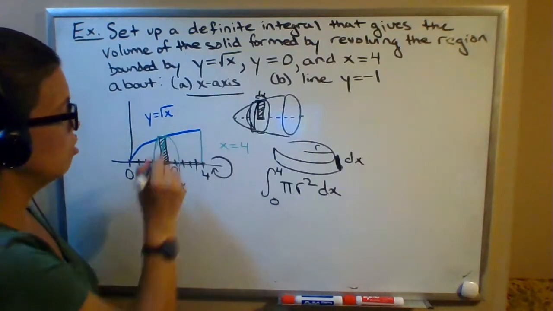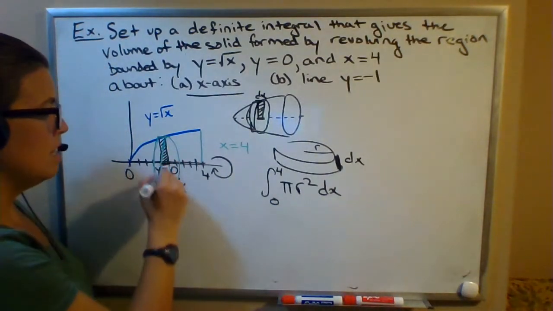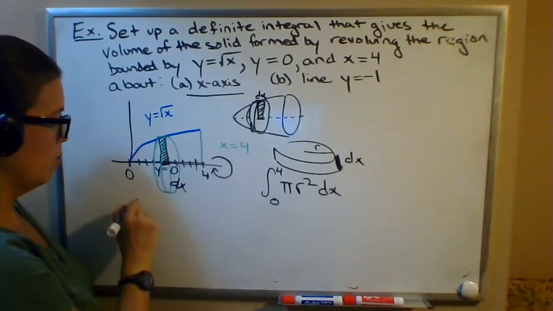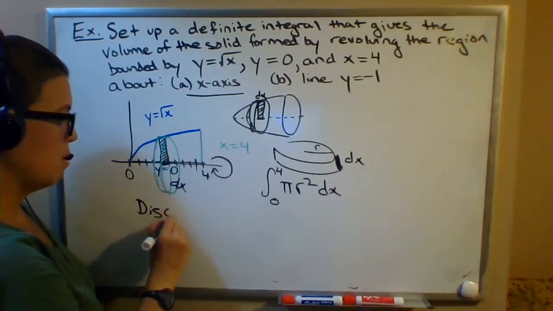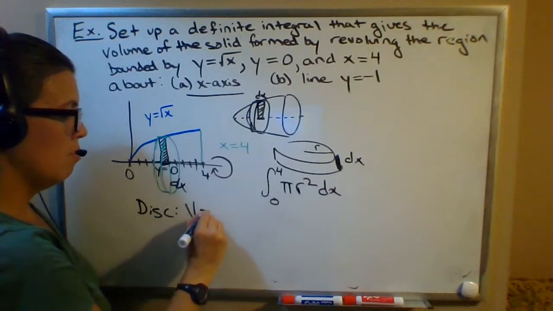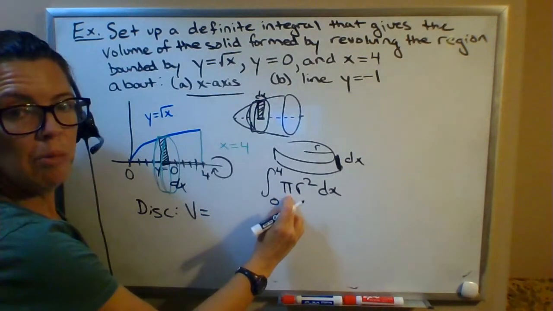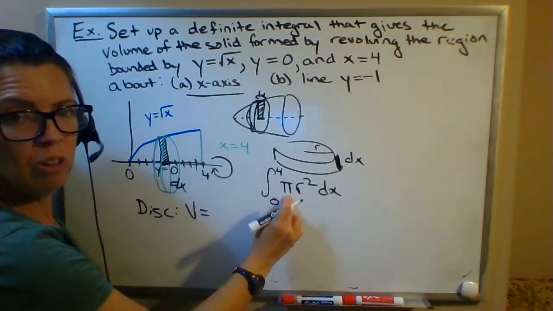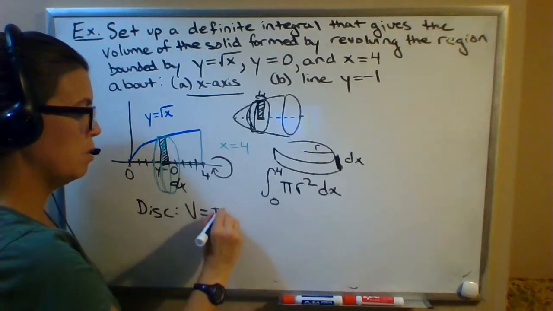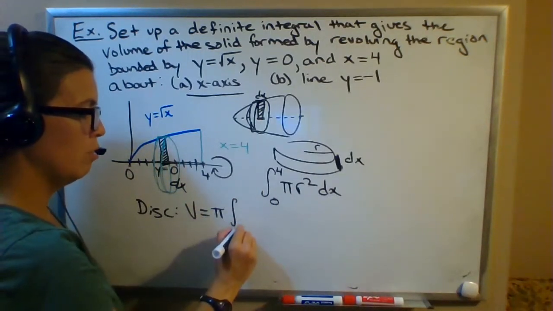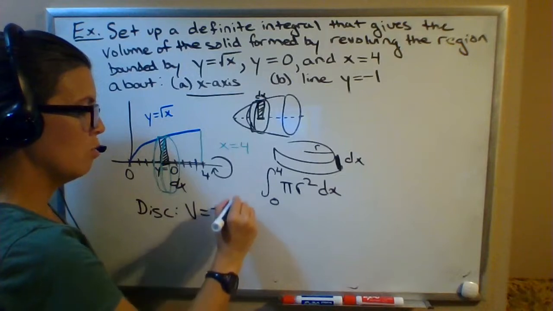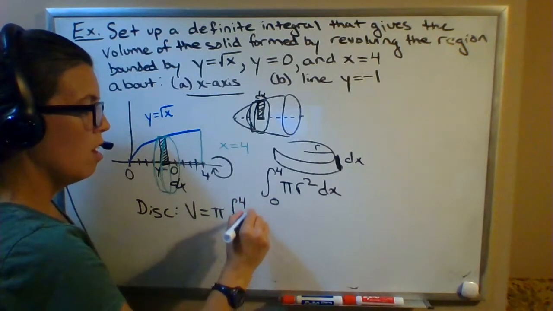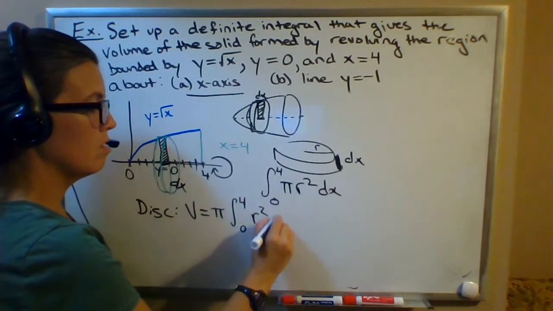You're going to go straight to, okay, I can see that when I revolve one of these rectangles, it's going to form that disk shape. And so I know with disk method, volume is equal to pi, which we should note is a constant coefficient, so I like to put that out in front of the integral. So pi times the integral, in this case from 0 to 4, of the radius squared dx.